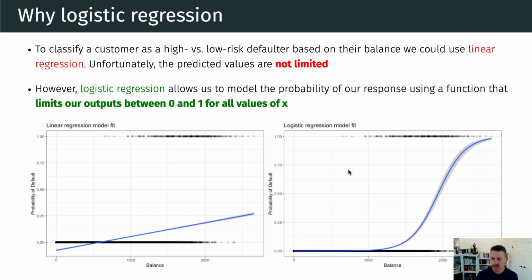And this is exactly what logistic regression is doing. It is modeling this in a way where we will never have less than a 0 probability of default and never a probability of default greater than 1, right? So we're constraining our response variable.